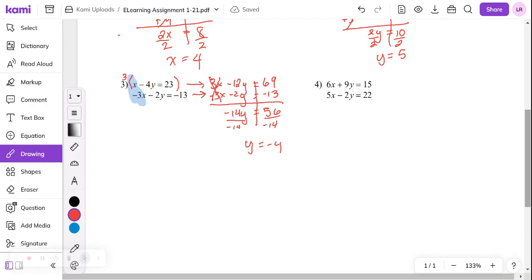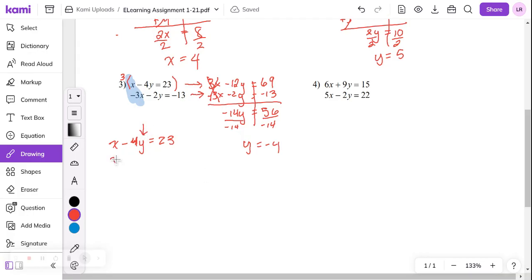Now, I still need to go back and figure out my answer for x. So I'm going to choose my top equation that I started with, the x minus 4y equals 23. I know the answer for y is negative 4, so that's what I am placing in the spot where I have the y. So I have x minus 4 times negative 4 equals 23.